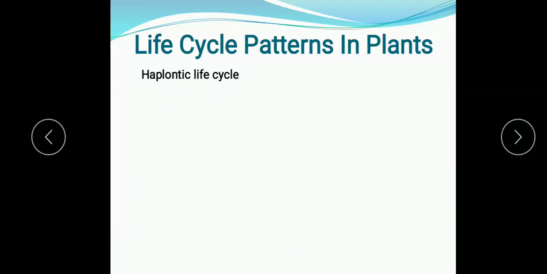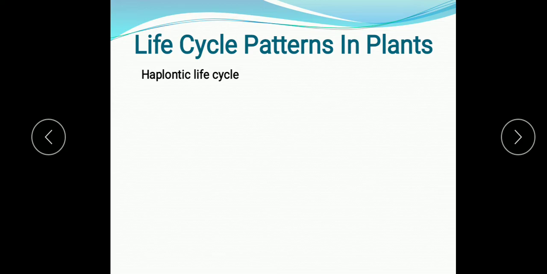Students, now we will study the life cycle patterns in plants. Plant life cycle and alternation of generation, as I explained to you in the previous class also in pteridophytes, that in the life cycle of any sexually reproducing plant, there is an alternation of generation between gametophytic and sporophytic generation. The gametophyte is the gamete producing haploid generation, whereas the sporophyte is the spore producing diploid generation.